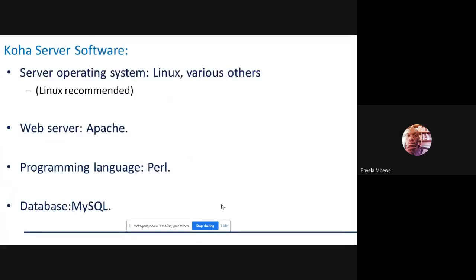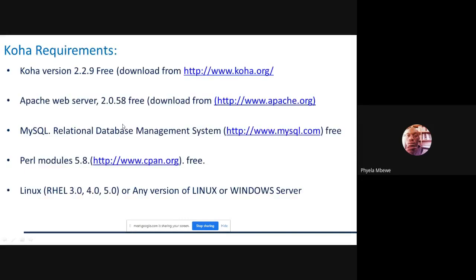Okay. All right. So here we have mentioned this before. You just want to make sure you have the web server Apache, you have the programming language Perl, all right, and you have the database engine MySQL. All right, these three components installed on your system, and then there will be some additional Koha files, which are from the official Koha page.